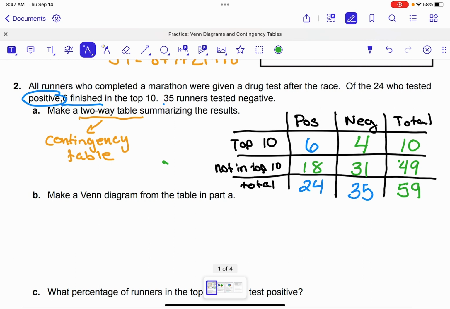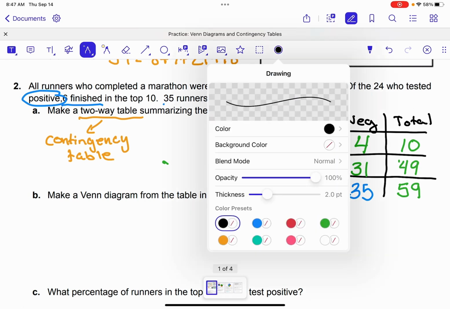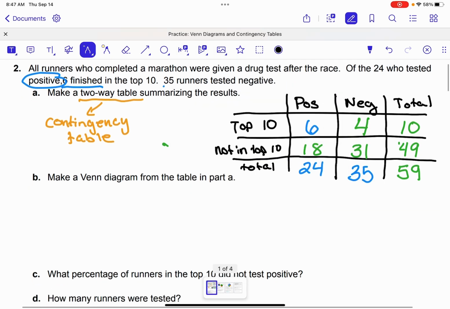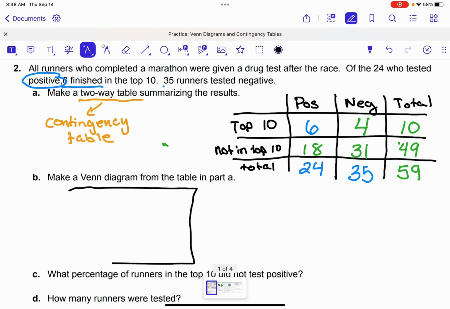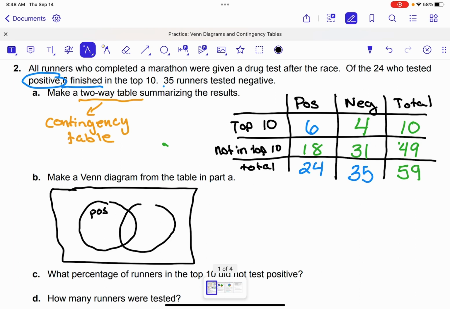All right, so the next step, we want to make a Venn diagram. There are many different Venn diagrams I could set up here, but what I care the most about in this data would be people who tested positive, and then my top 10 finishers. So when you're looking at a two-way table, you almost want to highlight the variables you're focused on.